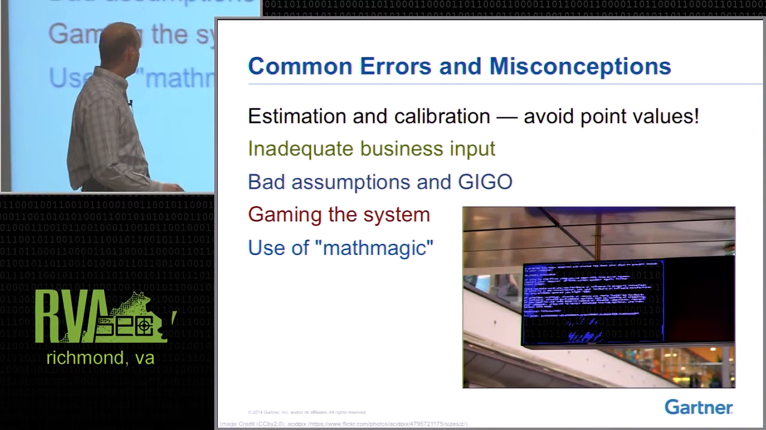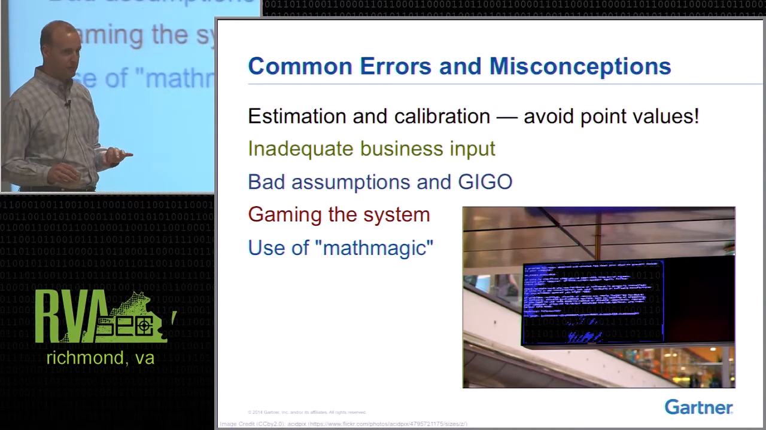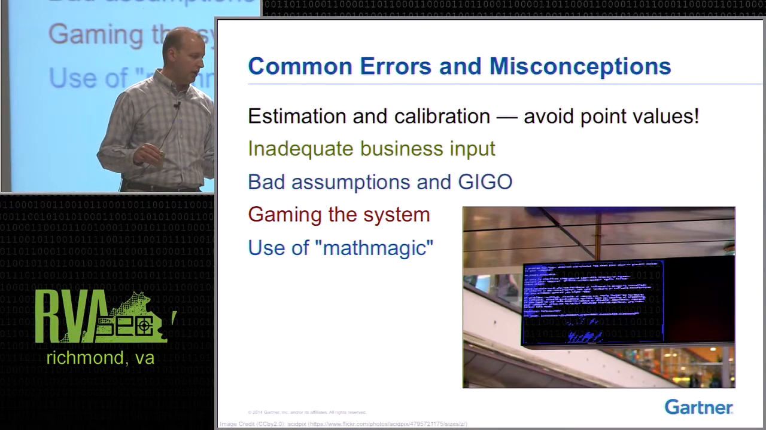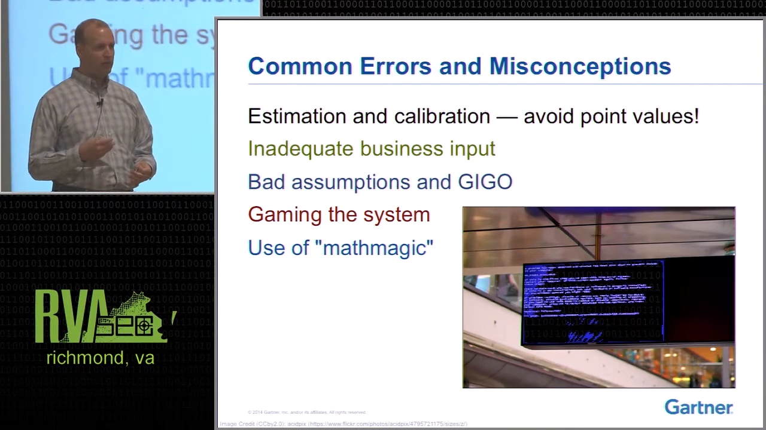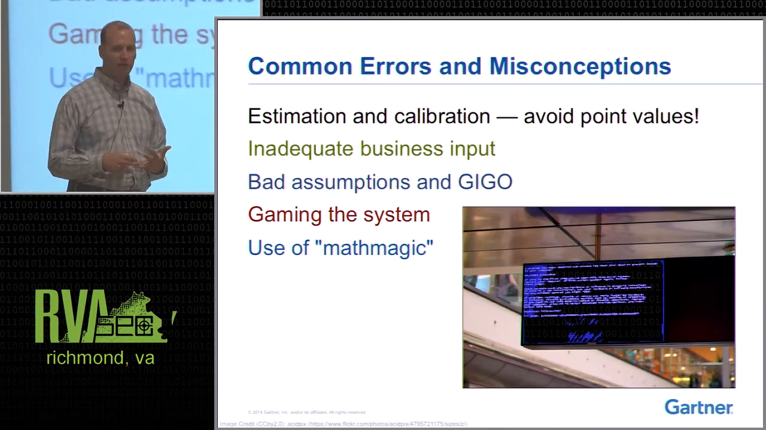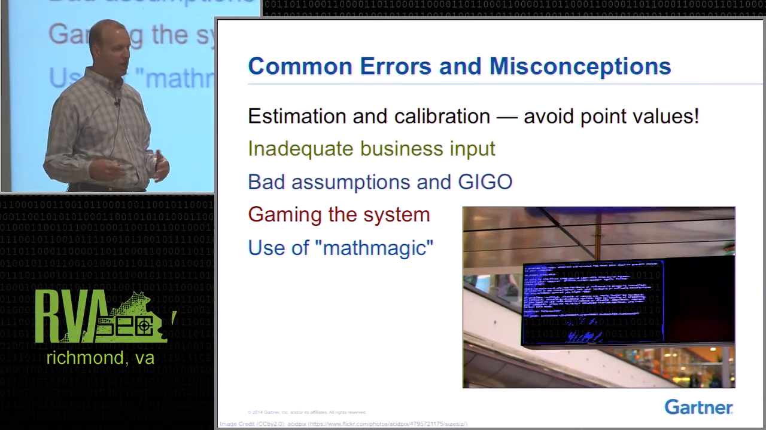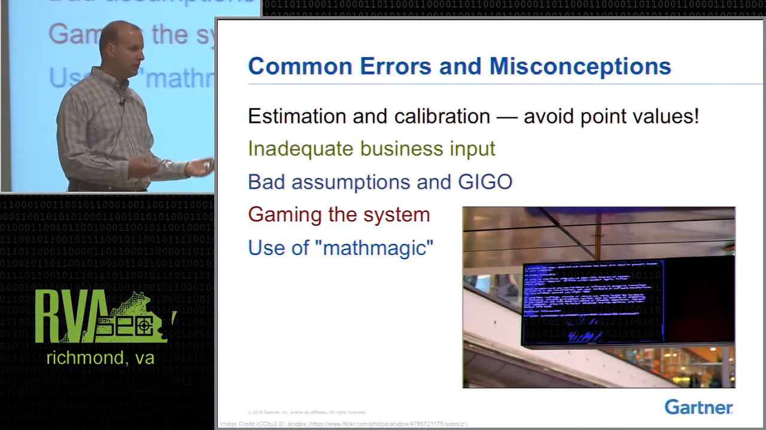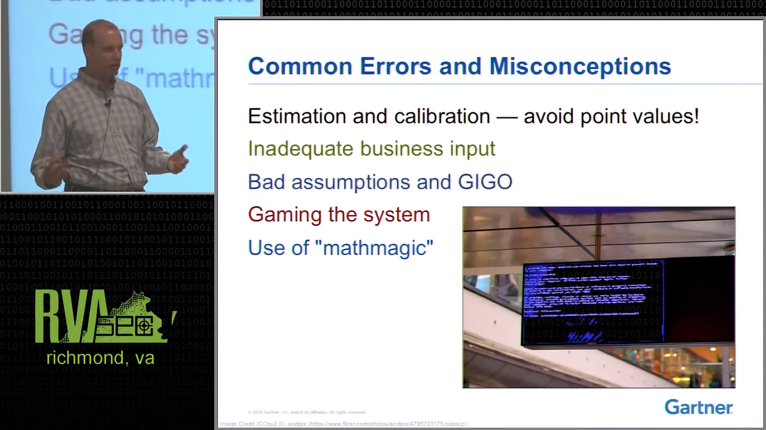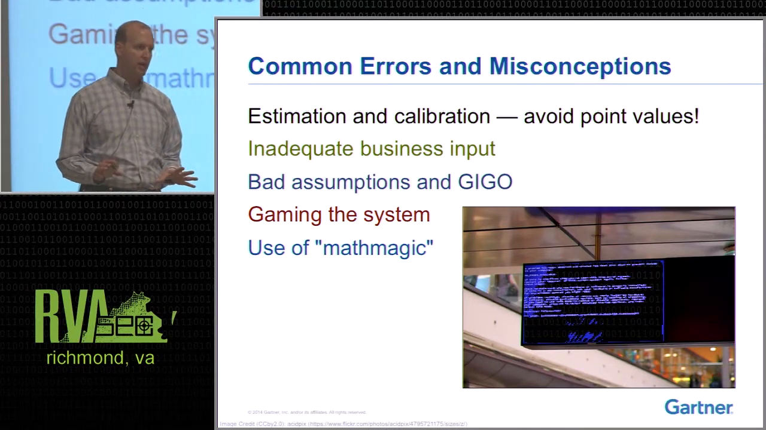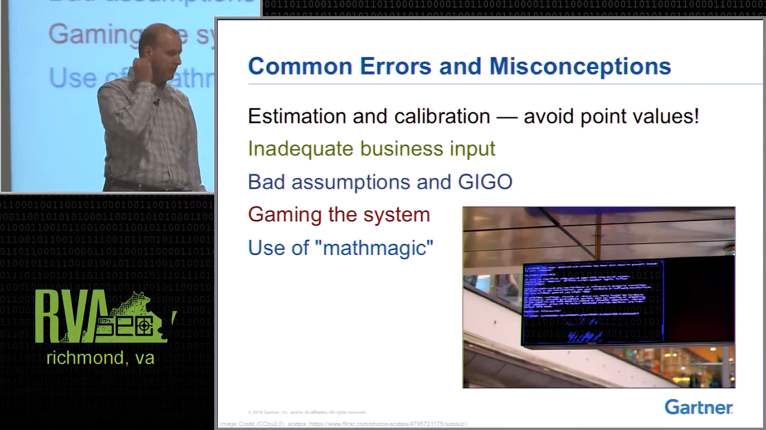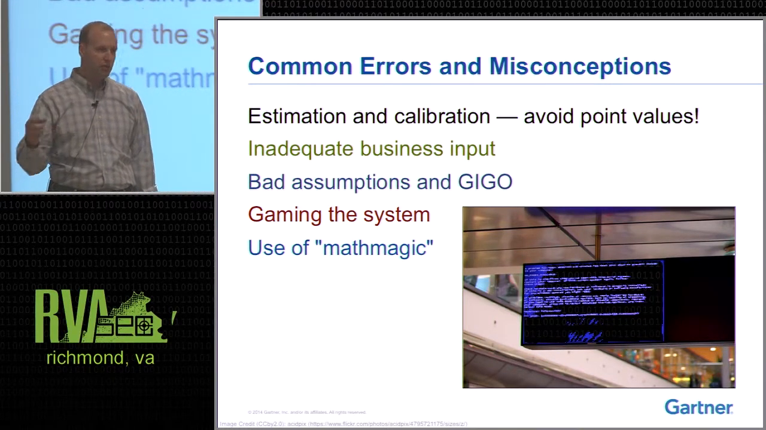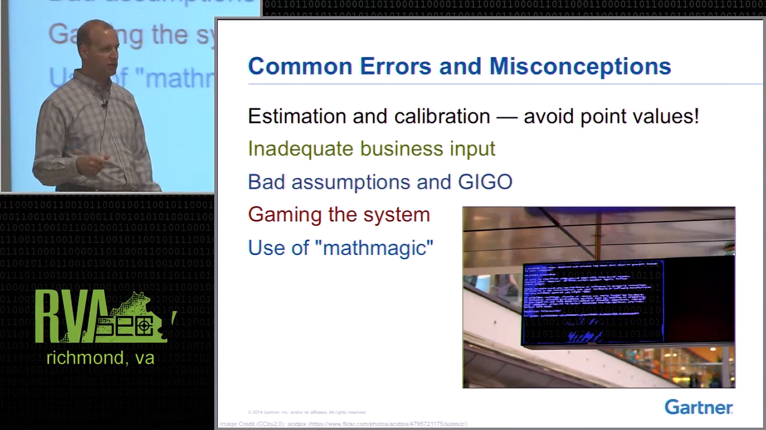There are a lot of errors and misconceptions. We talked about estimation and calibration already. So really avoid those point values, and heavily leverage ranges. You can assign ranges to labels, and it's fine. That's a qualitative assessment. There's nothing wrong with that. In fact, for triage purposes, it's actually very advantageous to do that. But it's also important to make sure you go through a couple calibration exercises to make sure your ranges make sense.